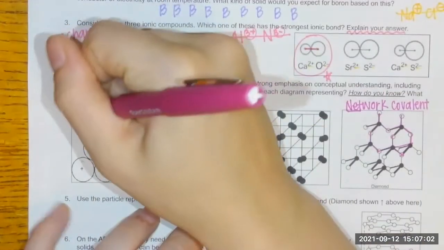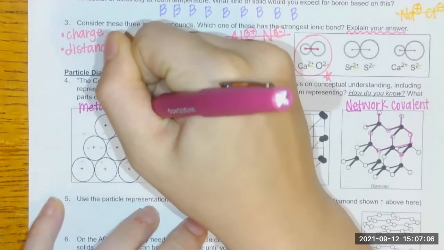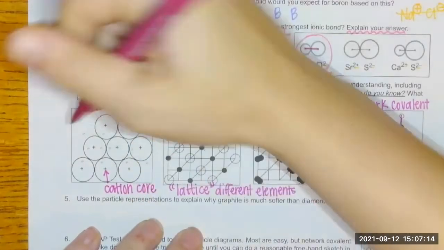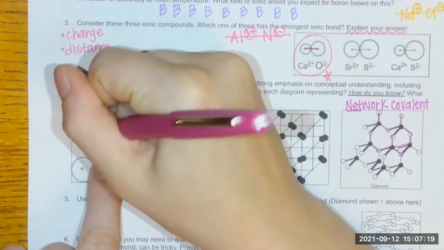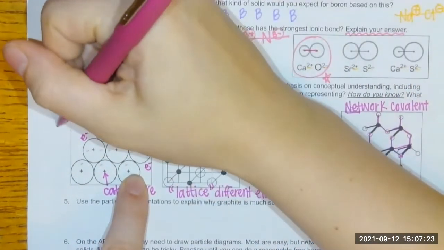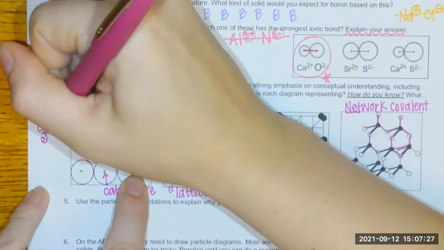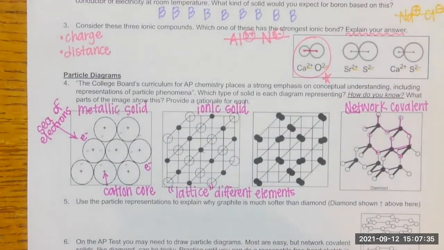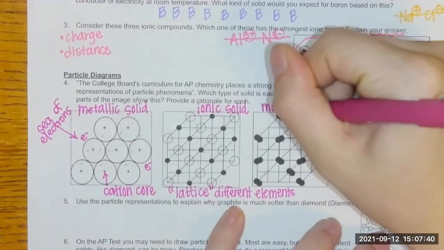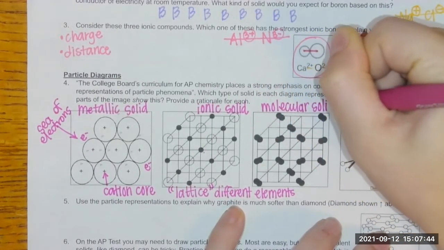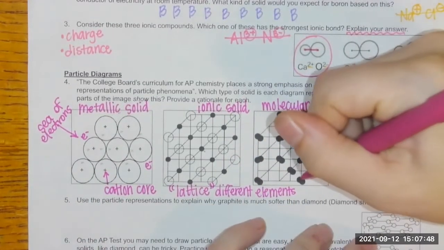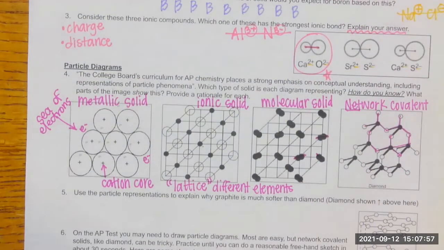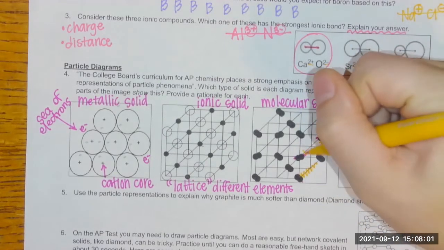Over here, this one is looking like a metallic solid to me, specifically because of the cation core. This paper has really terrible printing, but all of these little things here say e-. That's how they're showing the sea of electrons. Metallic solids are the only ones that have a sea of electrons in them. And last but not least, this would be the molecular solid. Rationale being each individual thing is bonded together, these two are bonded, but the whole structure is only held together by these IMFs.